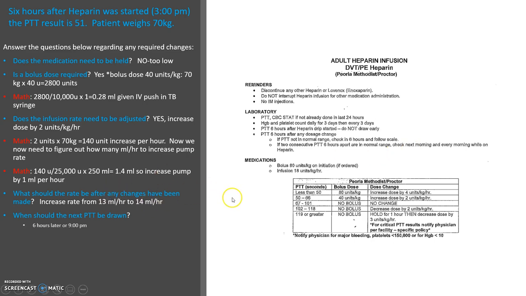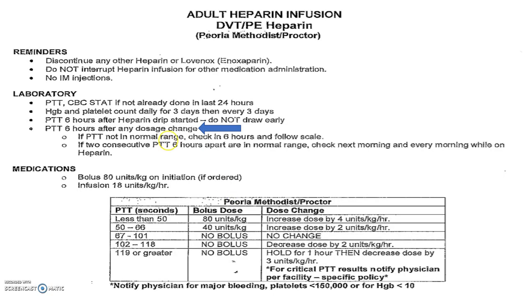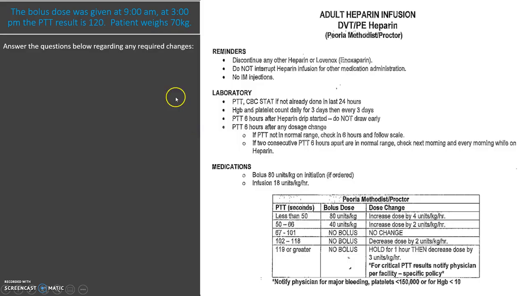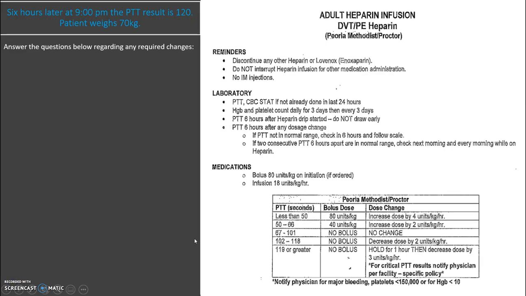Okay? Usually you have to make a couple of adjustments until you find your zone for your patient. So 6 hours after any dose change, we're going to do another PTT. So here it is, 9 a.m. The bolus dose was given, so at 3 p.m., sorry about that, I had a little error on my slide. So 6 hours later, it is now 9 p.m.